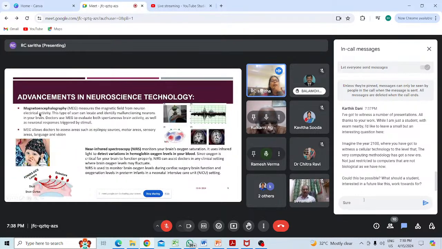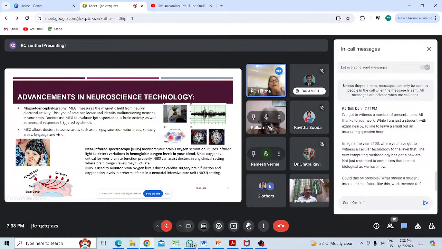So the next one is magnetoencephalography, that is MEG. So instead of an electrical field, we can apply a magnetic field also, okay, from the neurons to identify the neuron electrical activity. So this is very rare actually, because the device is very highly expensive. Very few institutions in our India have this magnetoencephalography.